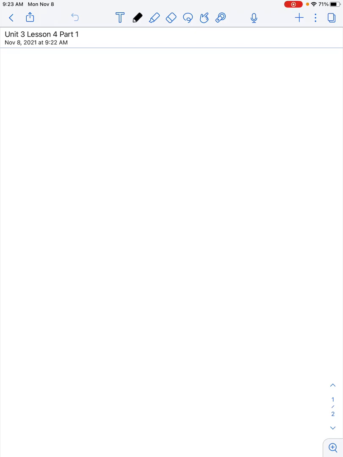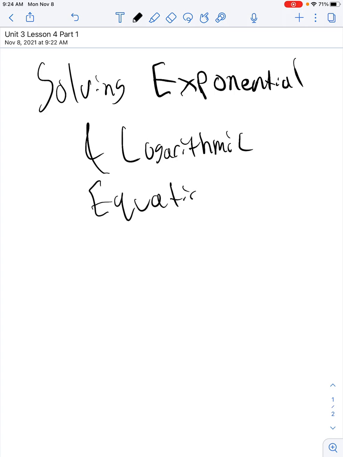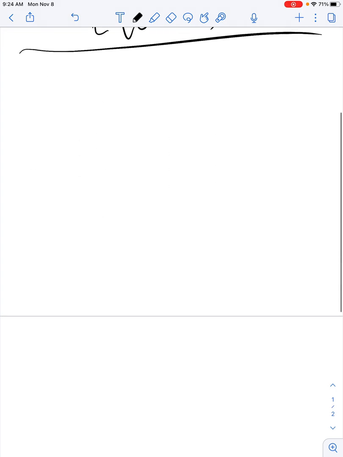Calc, here we go. Unit 3, Lesson 4. This will be broken up into a couple parts. Our goal is to solve exponential and logarithmic equations. In this one, we're just going to work on solving exponential and logarithmic equations.